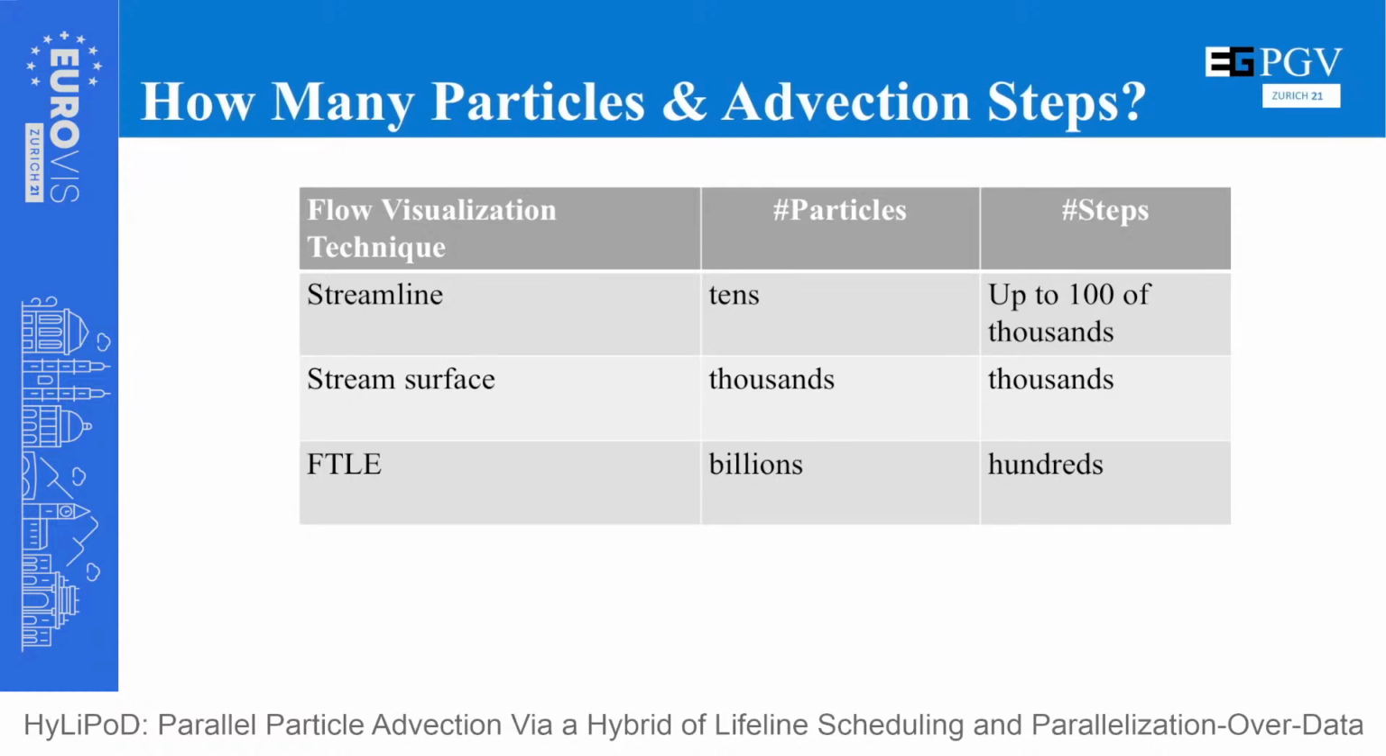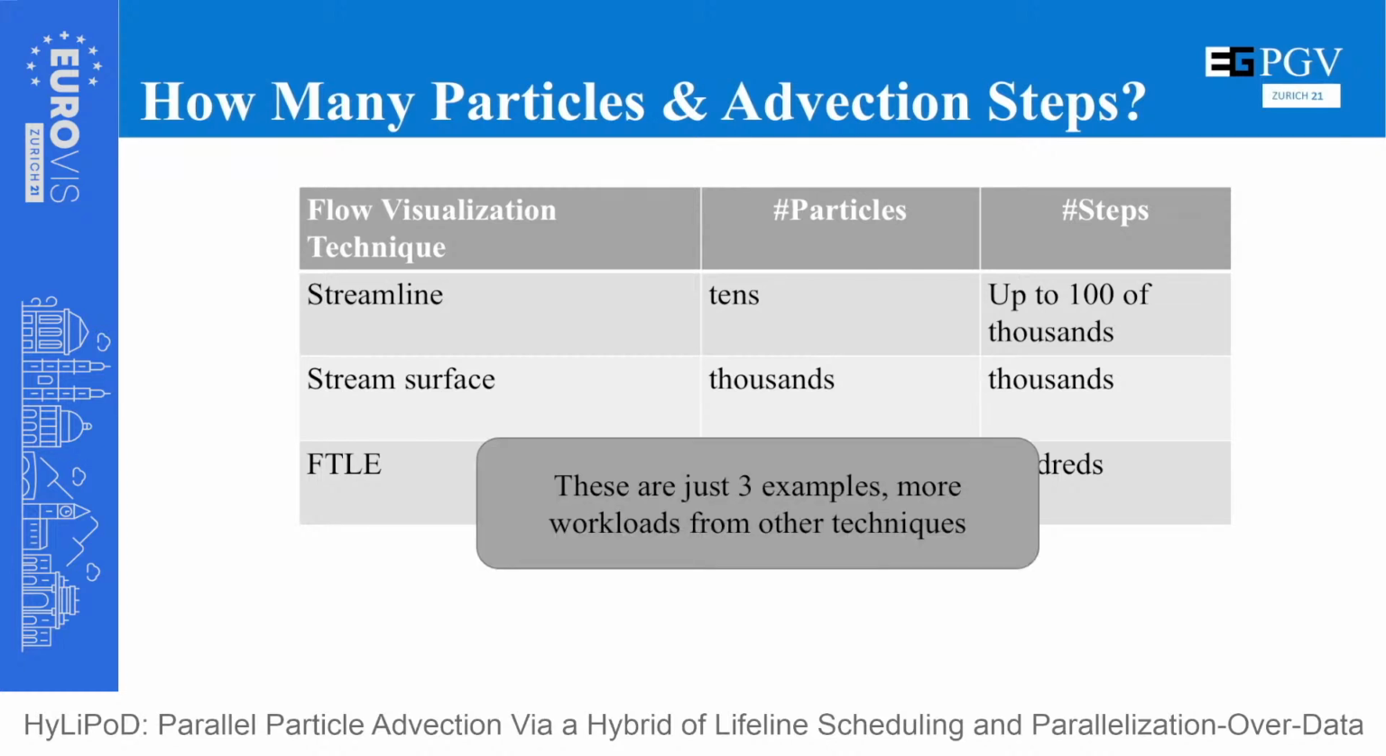Different flow visualization techniques have different workloads. For example, in streamlines there are usually tens of particles, each one of them advecting for a long duration. While in stream surfaces, there are usually thousands of particles that advect for a medium duration. And in FTLE, there are usually billions of particles that advect for a short duration. These are just three examples, and there are additional workloads from other flow visualization techniques.